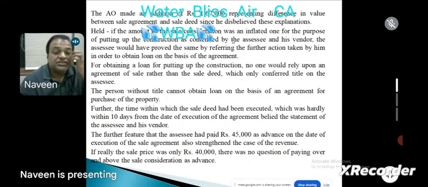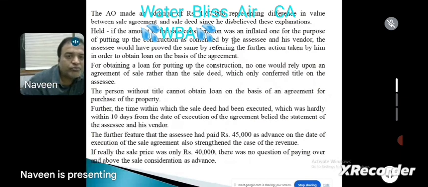Since it disbelieved this explanation, it held that if the amount of sale consideration was an inflated one for the purpose of putting up construction, as contended by the assessee and his vendor, the assessee would have proved the same by referring to the further action taken in order to obtain a loan on the basis of the agreement. For obtaining a loan for putting up construction, that is the theatre, no one would rely upon an agreement of sale rather than a sale deed, which only conferred title on the assessee. He is telling that for obtaining a loan, who will give a sale agreement? When they sell it, you give me the sale deed, then only I give you the loan.